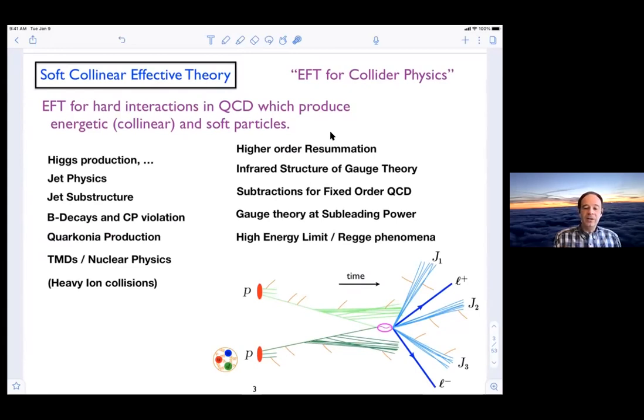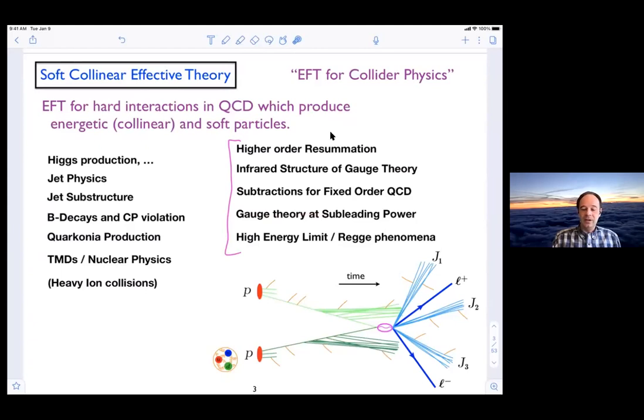On the field theory side, there are also a number of topics here that I've highlighted to show you what type of ingredients I can learn about field theory just from using an effective field theory. So there's higher order resummation. How do I carry out the resummation of large logs, not just the leading log or next to leading log, but next to next to leading log, or even next to next to next to leading log? I'll give you an example of that. You can learn about the infrared structure of gauge theory, including gauge theory at subleading power.